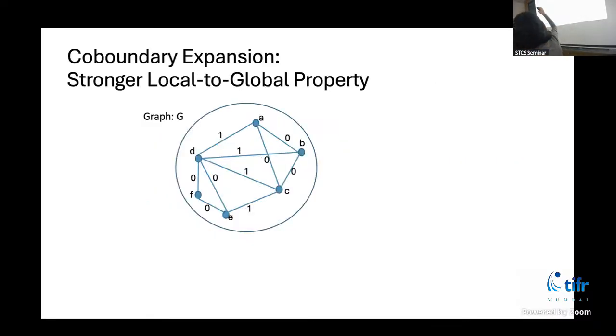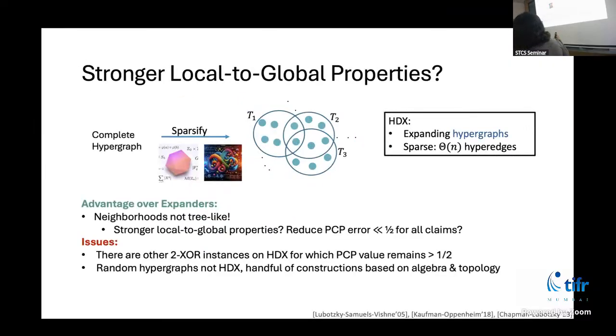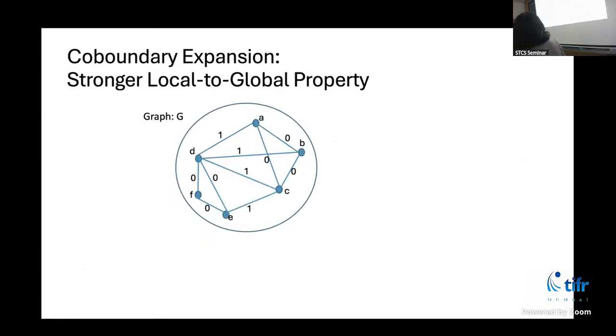Okay, so I want to say at a high level what this property needed to go beyond half is. It seems to not just be that you have many cliques in your graph. There's something more. And this is the property. Take a graph G, the same graph that we had after cliquifying your HDX. We will say that it's a co-boundary expander if the following holds. Fix the graph G, but now take any 2-XOR instance on G, which means labeling the edges of G with 0 or 1.